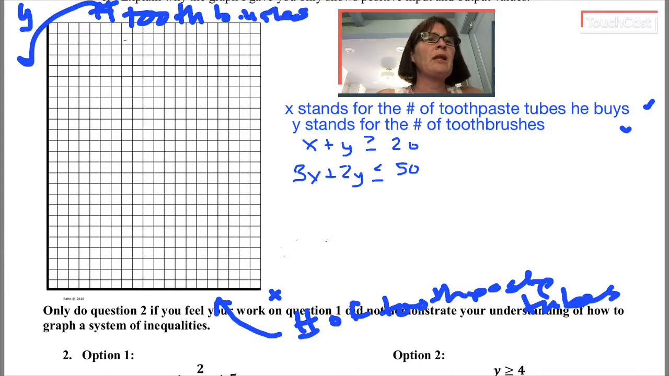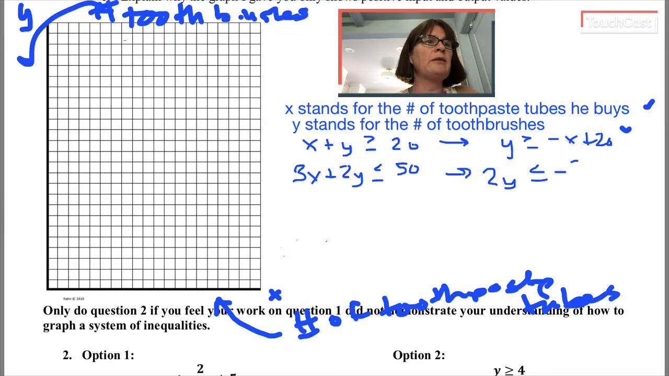All right, so here we go. To graph these, I'm going to choose to change into slope-intercept form. Here, let's make this y is greater than or equal to negative x plus 20. And here, that's going to change to 2y is less than or equal to negative 3x plus 50. That's me subtracting 3x from both sides. Now I can divide by 2, and I'll get y is less than or equal to negative 3 halves x plus 25.